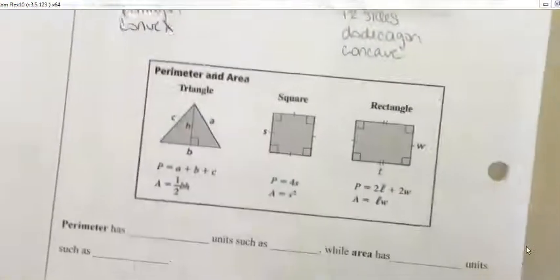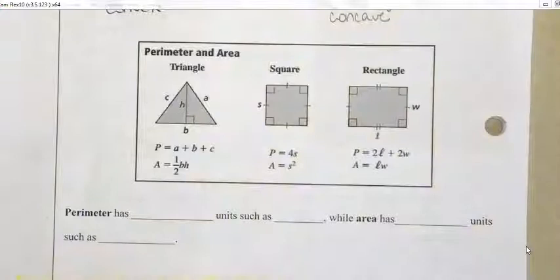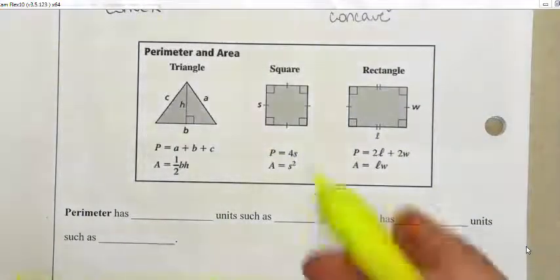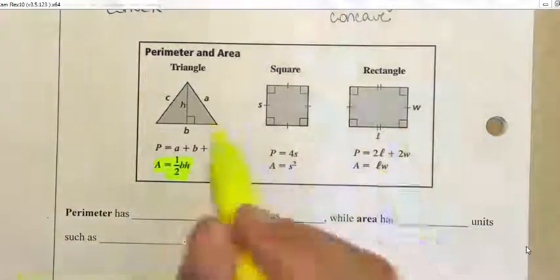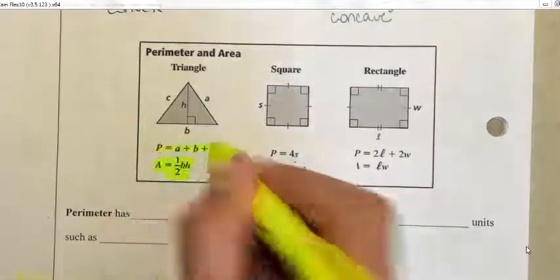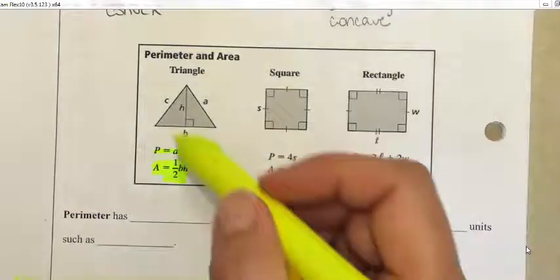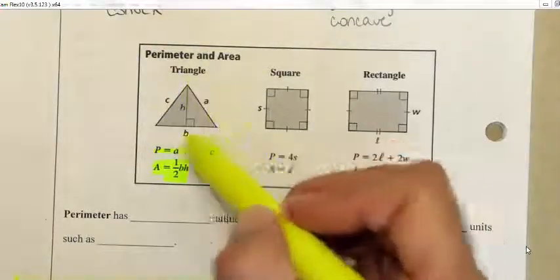So we've already gone over these, but we'll just quickly highlight them again. The area of a triangle is always 1/2 base times height. Perimeter of any figure is always adding up all the sides. So you have 3 exterior sides, and you add those up.